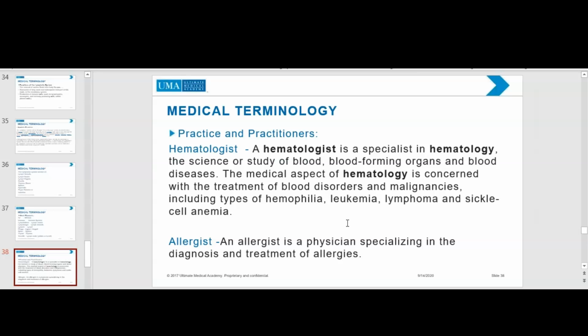And when we talk about practices and specialists that treat individuals with problems with the lymphatic system, we're talking about the hematologist, a specialist in the science and study of the blood, blood-forming origins, and blood diseases. The medical aspect of hematology is concerned with the treatment of blood disorders and malignancies, including types of hemophilia, leukemia, lymphoma, and sickle cell anemia. Also, you have the allergist, a physician who specializes in diagnosis and treatment of allergies.